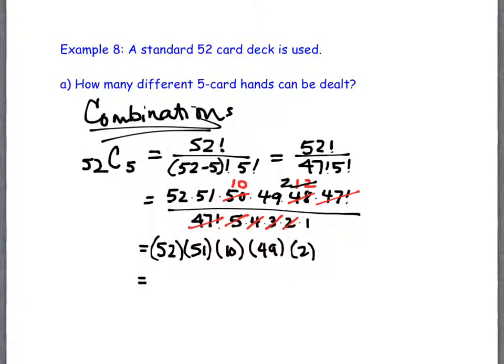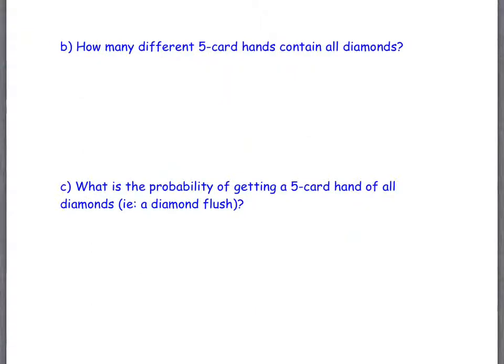What'd you have, Rachel? I got 2,598,960. That's correct. Does that look right? That's a lot of hands of cards, isn't it? And that's just because the order doesn't matter. What if the order mattered? It'd be even higher, right? A lot higher, in fact. All right, so there's roughly 2,600,000 different hands of cards from a 52-card deck.